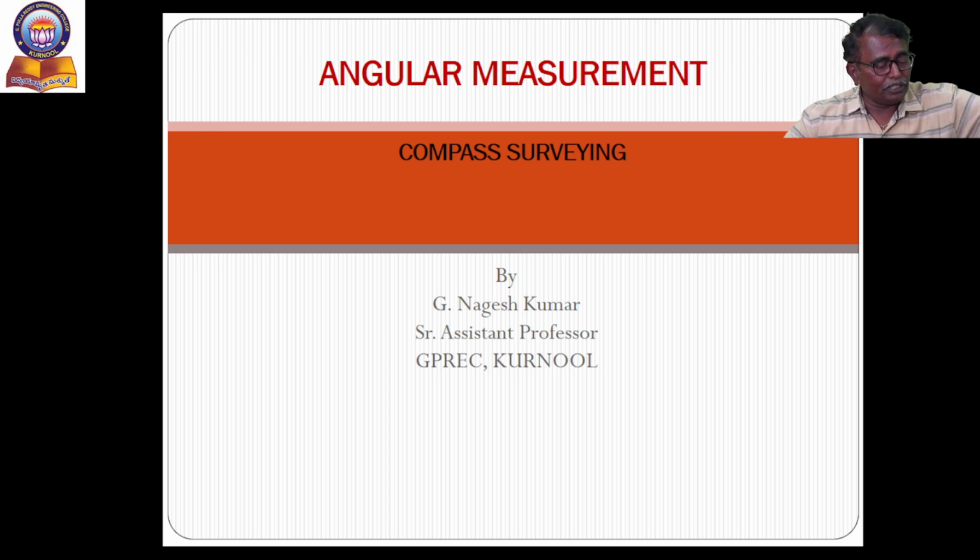Good morning, everybody. As a part of the basic civil engineering subject, we are going for the third lesson, that is angular measurement. Earlier we have done two lessons: one is objectives of surveying, and the second one is linear measurements, or horizontal measurements. We studied that in detail. The next topic is angular measurement. This can be done by using compass surveying.